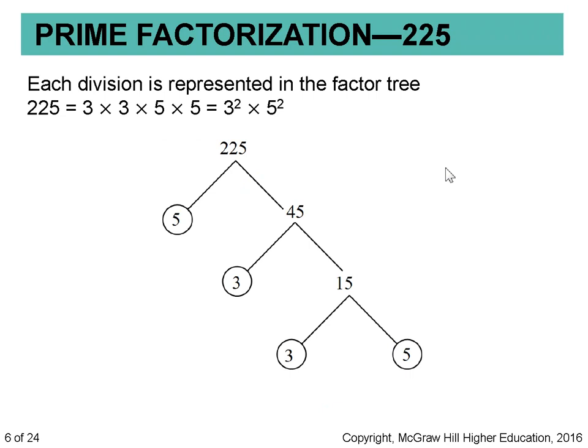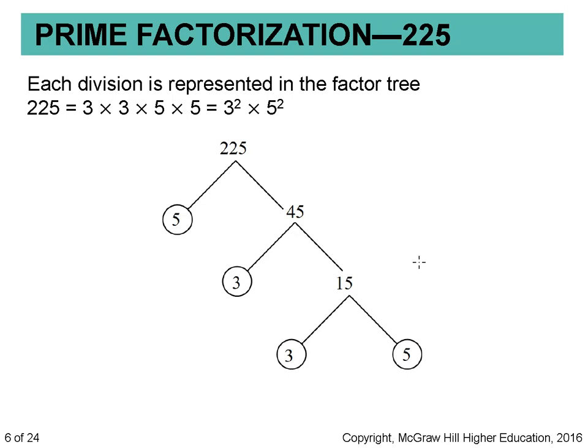Now let's look at 225. When I look at 225, I see that it's divisible by 5. 5 goes into 225 45 times. Then I divide 45, which is not prime. 3 goes into 45 15 times, and 15 is 3 times 5.